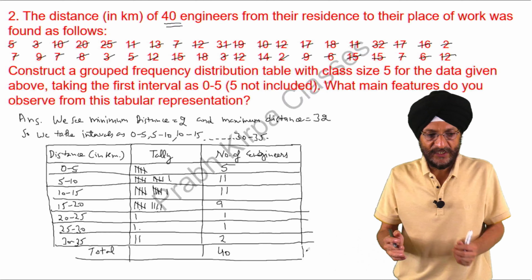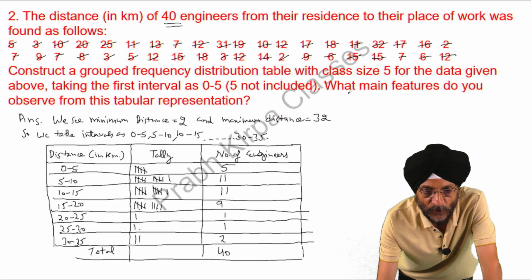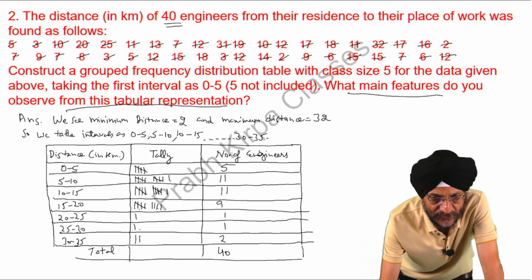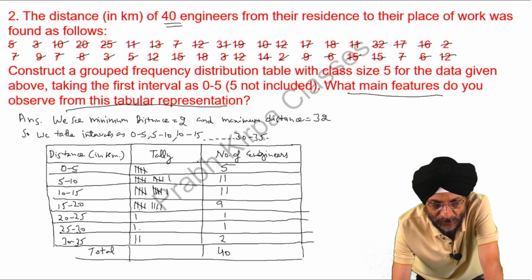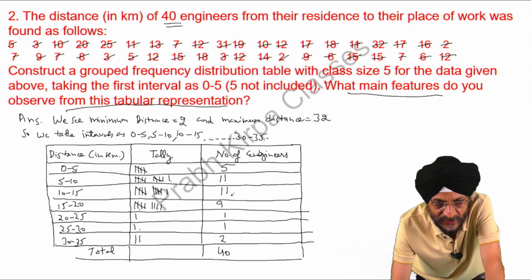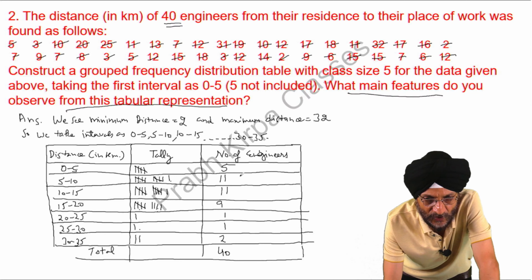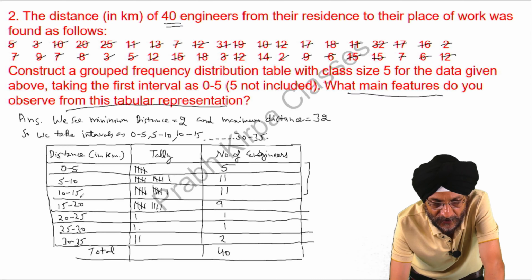Now again we find, what main features do you observe from this tabular representation? Now we go through this table. What is written here? That the number of engineers who have to travel from 0 to 5 are 5, 5 to 10 are 11, 10 to 15 are also 11. So from this table we find that the maximum number of engineers have to travel a distance up to 15 kilometers.